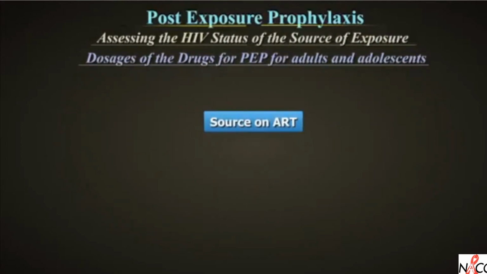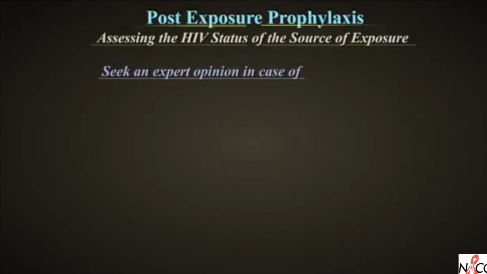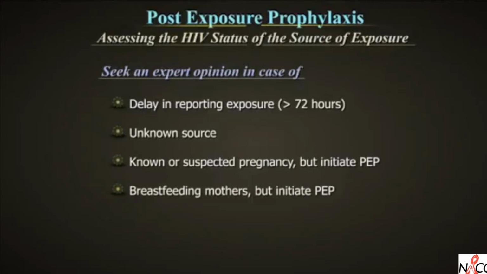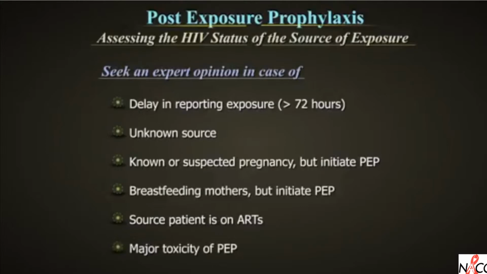If the source is already on ART, start the exposed person on the above mentioned regimen at the earliest with proper counseling and then refer for an expert opinion. Seek an expert opinion in case of delay in reporting exposure more than 72 hours, unknown source, known or suspected pregnancy but initiate PEP, breastfeeding mothers but initiate PEP, source patient is on ARTs, major toxicity of PEP.